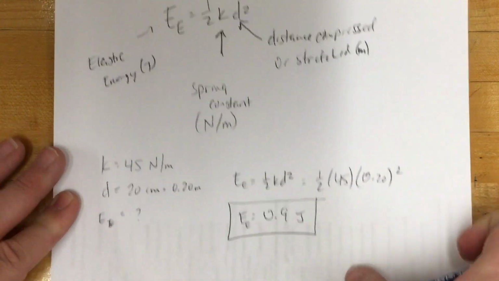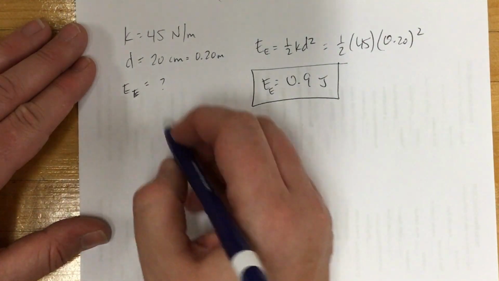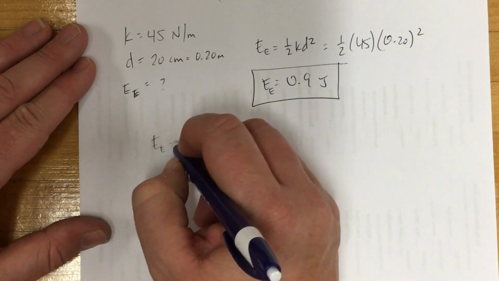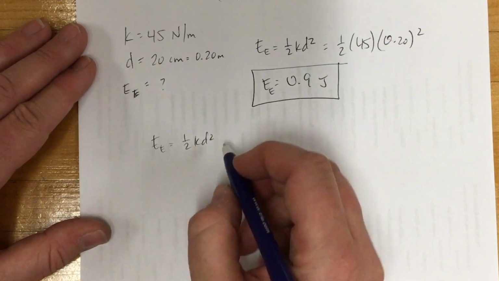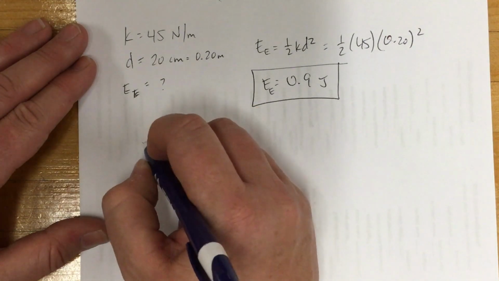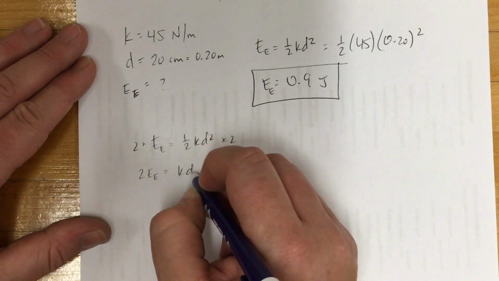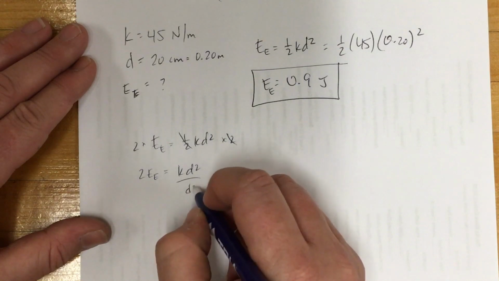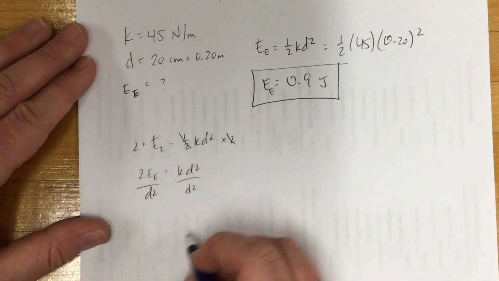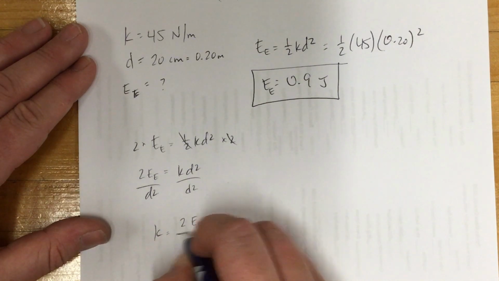If you need to rearrange this, it's similar to what you would do for kinetic energy. Here you have EE equals 1/2 kd squared, and if you needed to solve for K, you'd start off by multiplying both sides by 2. 2 EE equals kd squared, because the half and the 2 cancel out. And then you would divide by d squared, giving you that K is equal to 2 times your elastic energy over d squared.